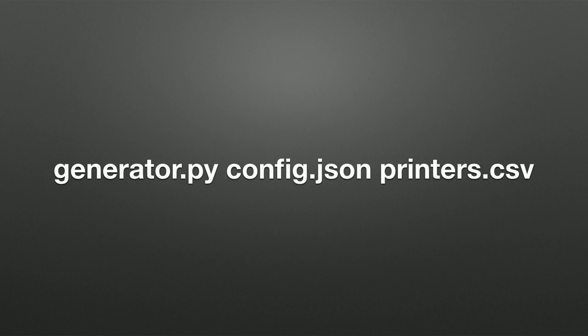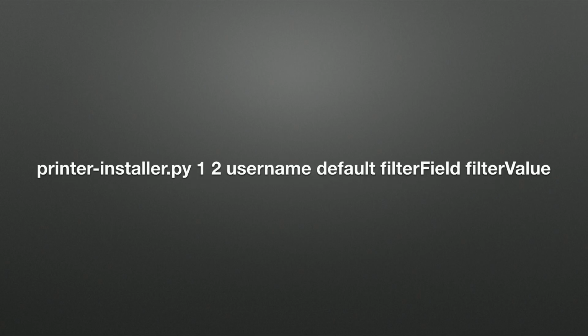So the config JSON had a field in there to designate the output directory, so that's where this puts it. You go there and you'll find a new printerinstaller.py file. At this point, you can add that file to your management tool of choice and you're good to go.